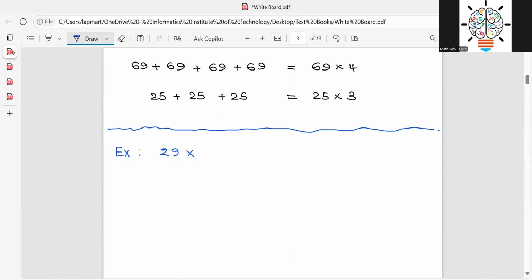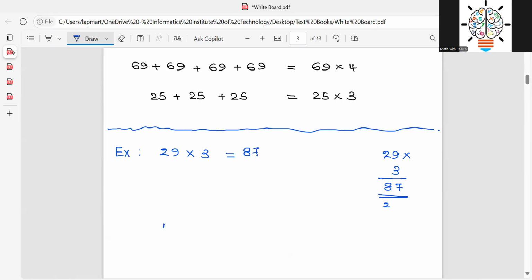29 multiplied by 3. This is how they have given. You keep it like this, and I move my finger like this and come here. 29 multiplied by 3. 3 times 9, 27. 2 remainder. 3 times 2, 6. 6 plus 2, 8. So then my answer is 87. Here I write 87.